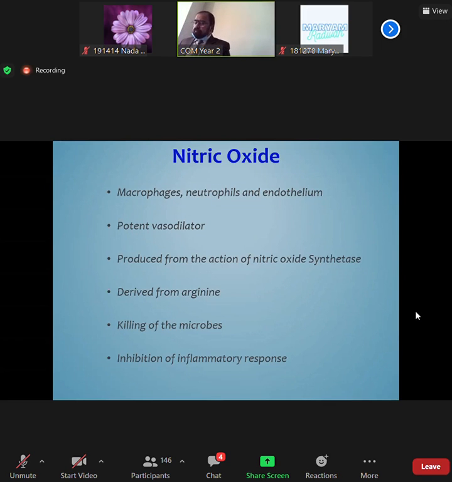Good. So not only killing of the bacteria, they also inhibit the inflammatory response. So this is the second chemical mediator which stops the inflammatory process. Everything is going on well, clear? Please kindly stop me anywhere in the middle of my lecture if you don't understand anything, right?